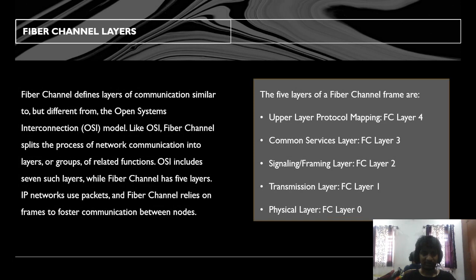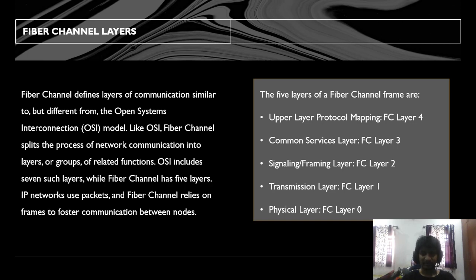Next we'll talk about fiber channel layers. Fiber channel defines layers of communication similar to the open system interconnection or OSI model. Like OSI, fiber channel splits the process of network communication into layers or groups of related functions. OSI includes 7 layers, while fiber channel has 5 layers. IP networks use packets and fiber channels rely on frames to foster communication between nodes.